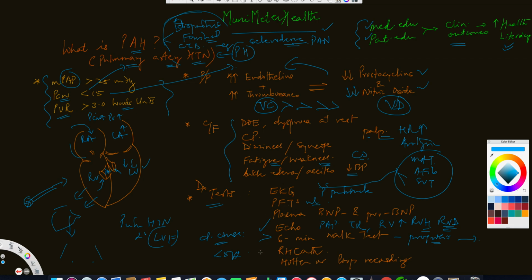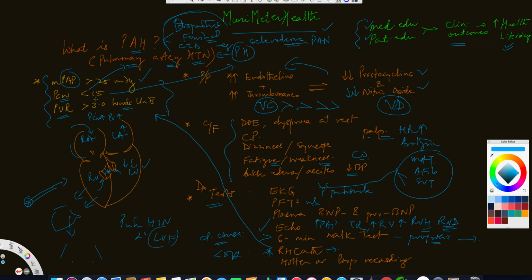Diagnostic tests I've just enumerated here, but predominantly it's the echo. Right heart catheterization is a very, very diagnostic test, but it's an invasive test, and that really defines all these parameters that we just discussed. So you will see a mean arterial pressure once the echo confirms that your RVSP and PAP are high. RVSP is high and PAP is high. One can also see the pulmonary arterial pressures confirmatorily on a right heart catheterization, where the mean pressures are more than 25.